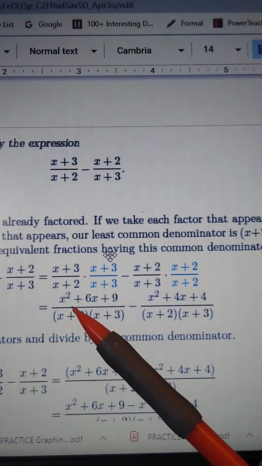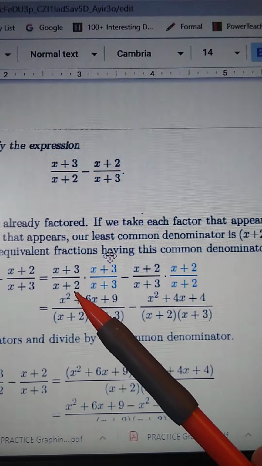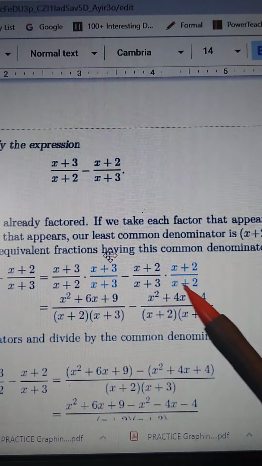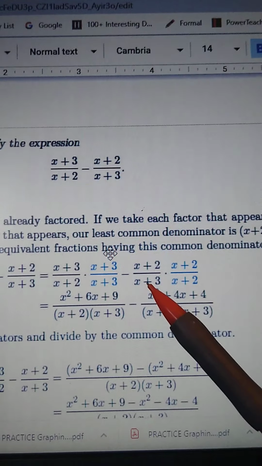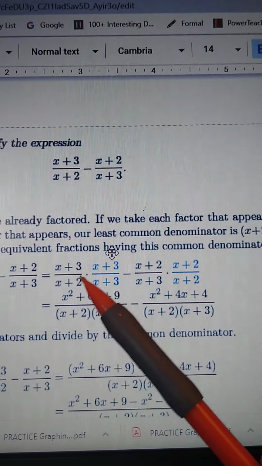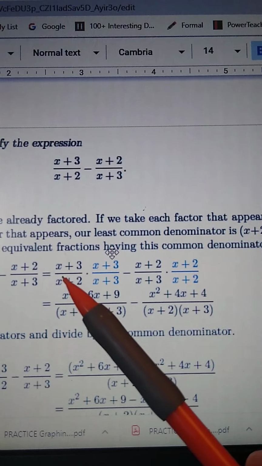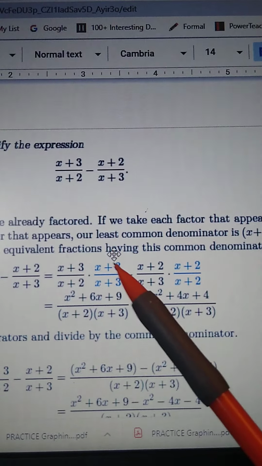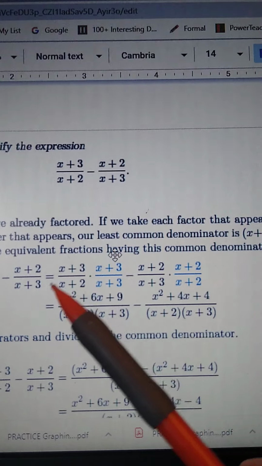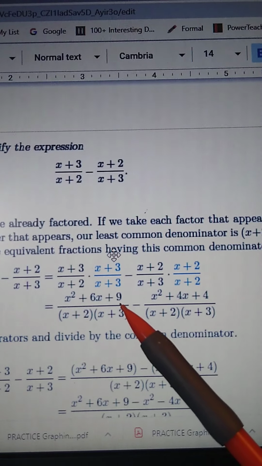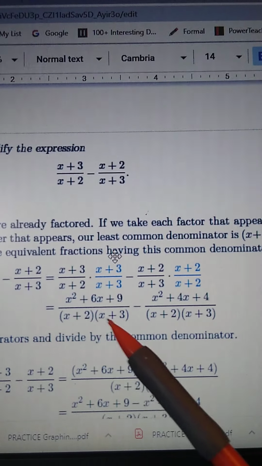So what we've created then is a common denominator, x plus 2, x plus 3. This right fraction also has x plus 2 and x plus 3. So in this numerator, I have x plus 3 times x plus 3. So we distribute that out, x squared, 3x, and 9. So when we distribute that numerator out, I get x squared plus 6x plus 9. And there's my common denominator.